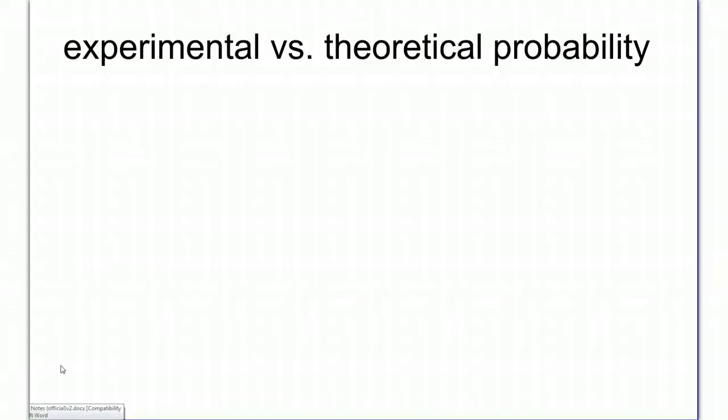Let's look at experimental and theoretical probability. Both of these are forms of probability, which means it's some number of ways we're looking for over the number of possible ways.